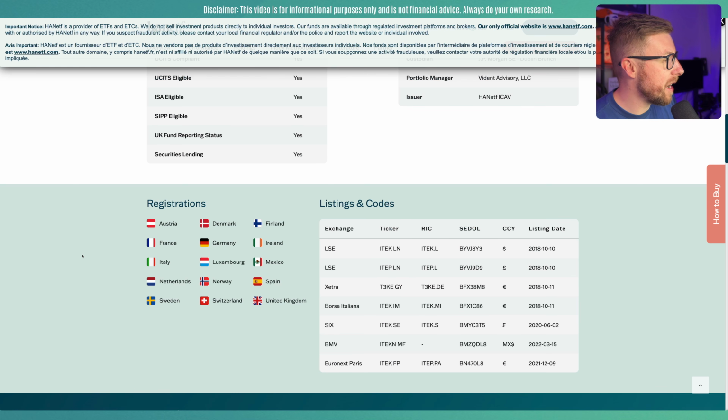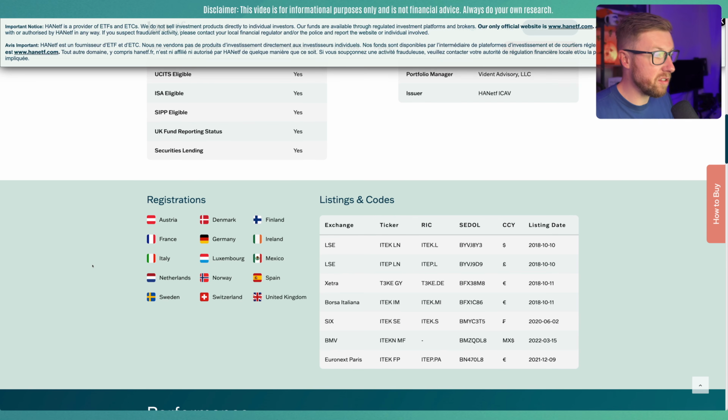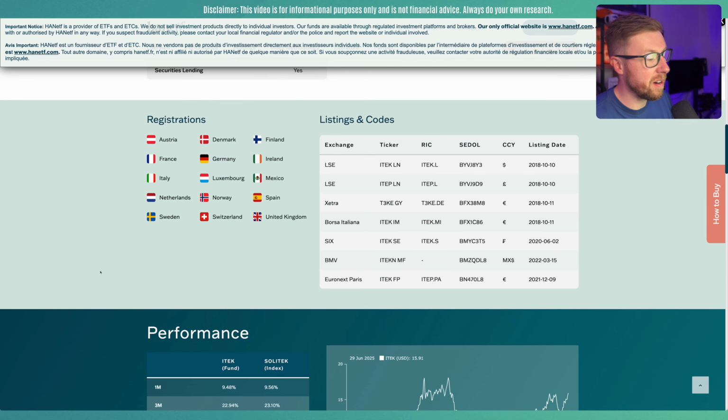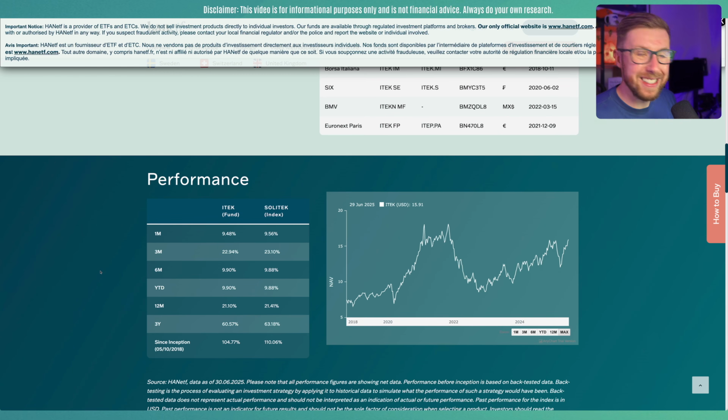Now, the situation with this is obviously there's lots of tickers. You can see all the little ticker codes here for different markets, London Stock Exchange, and it is a real fund. It is a legitimate thing. It's been around for a while. But the price performance is a little bit more scary. There's a lot more pushes, there's a lot more pushbacks. It's a bit crazy. So just be mindful of that.